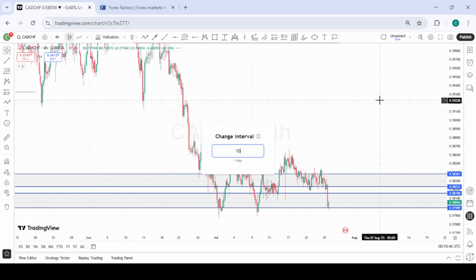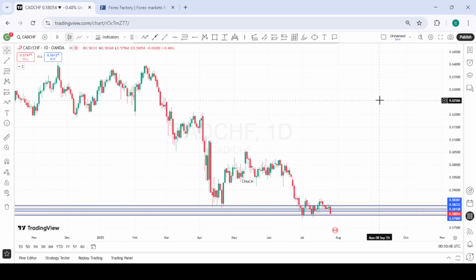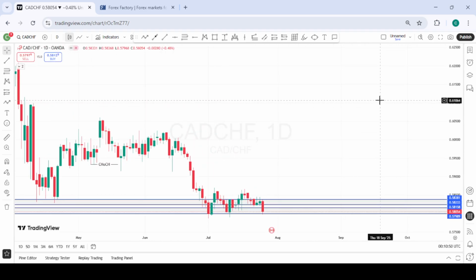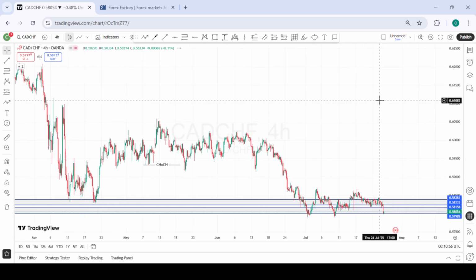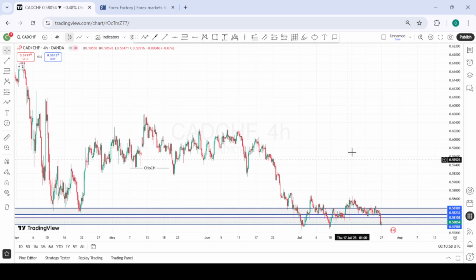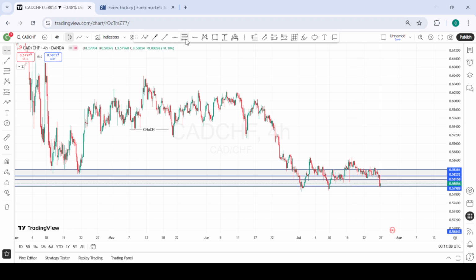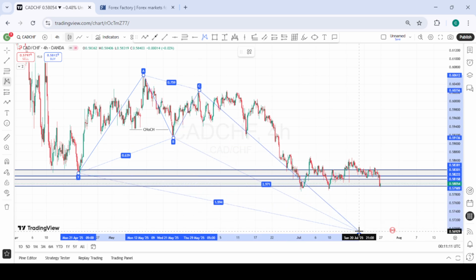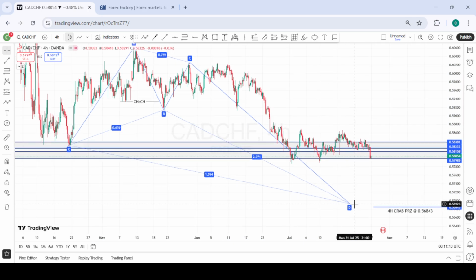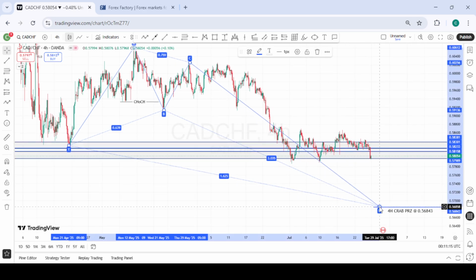We have CADCHF. CADCHF is also forming a crab pattern on the 4-hour time frame. So we also have to take advantage of that pattern and then look for sales to complete it. So this is our X, this is our A, we have our B, we have our C leg, and then our D leg to complete the crab pattern is here.